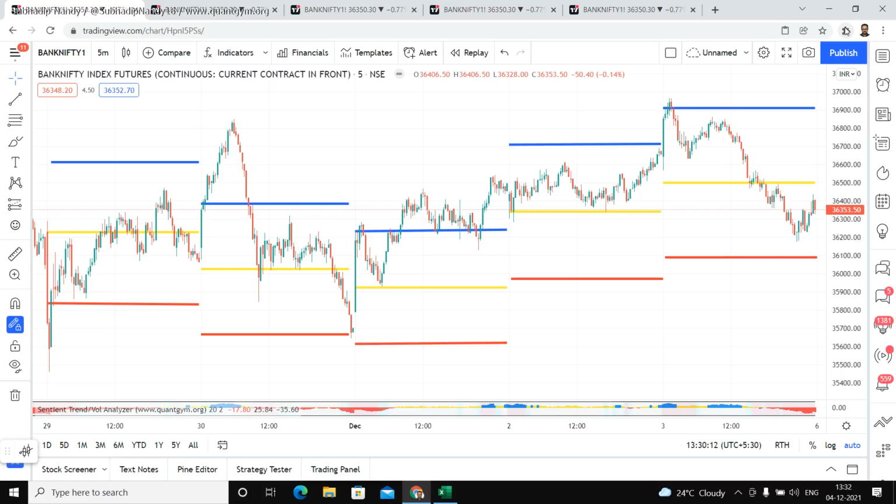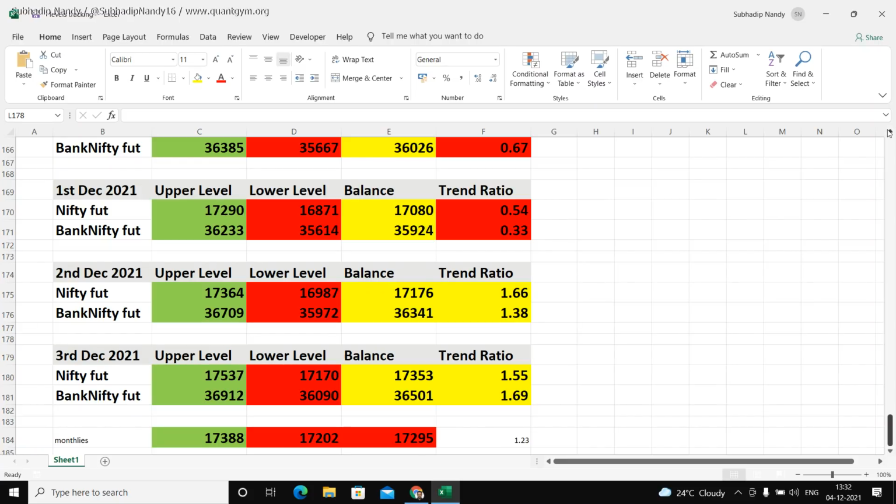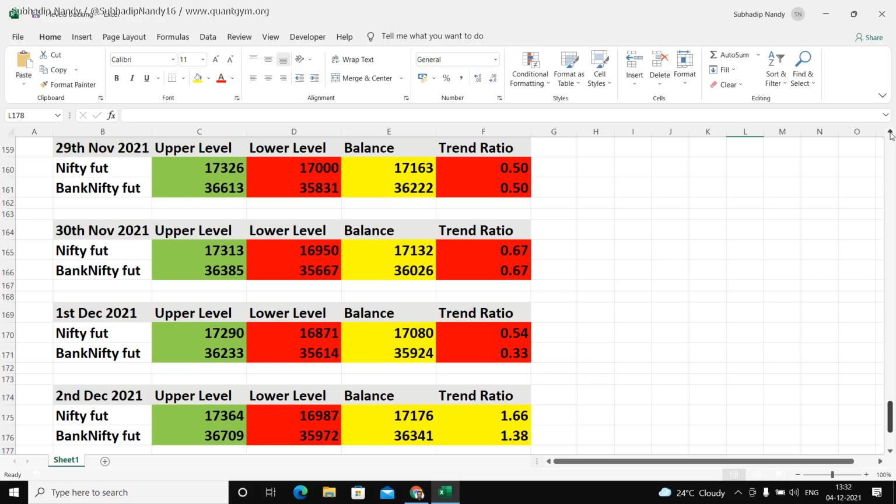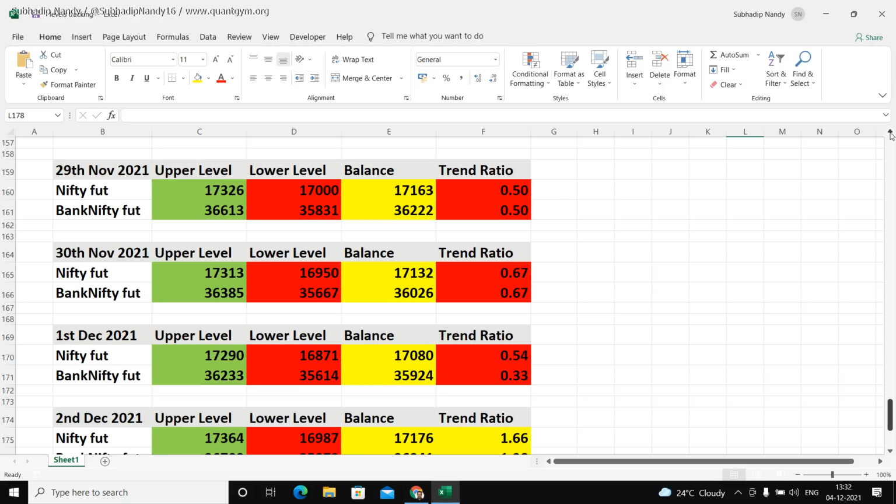Now every day these three levels are plotted, as you know, and as I have given on Twitter, when these levels are plotted, we also plot something called a trend ratio. So 29th November, I am doing Bank Nifty, but the same method is obviously applicable on Nifty. These were the levels: 36,613 upper, 35,831 lower, 36,222 was the balance, and my trend ratio was 0.50.